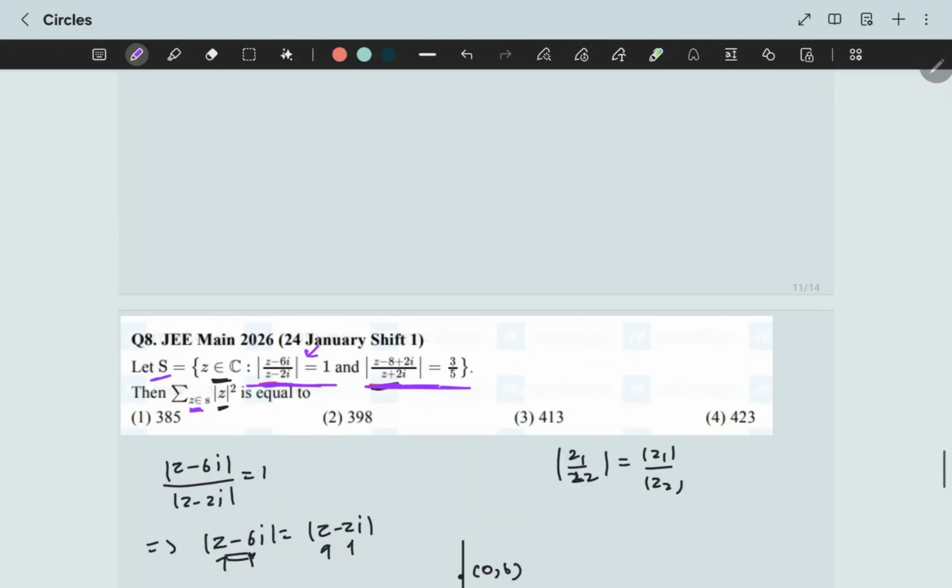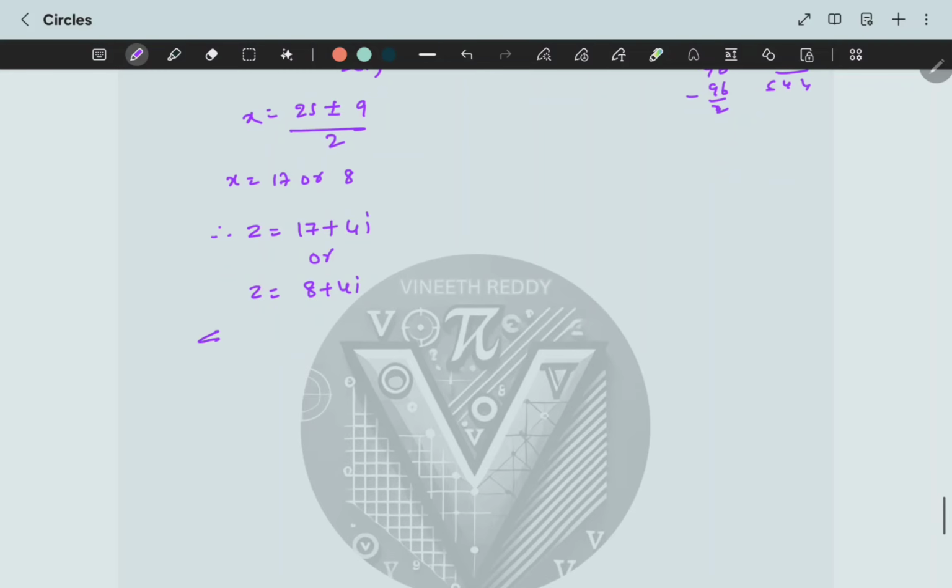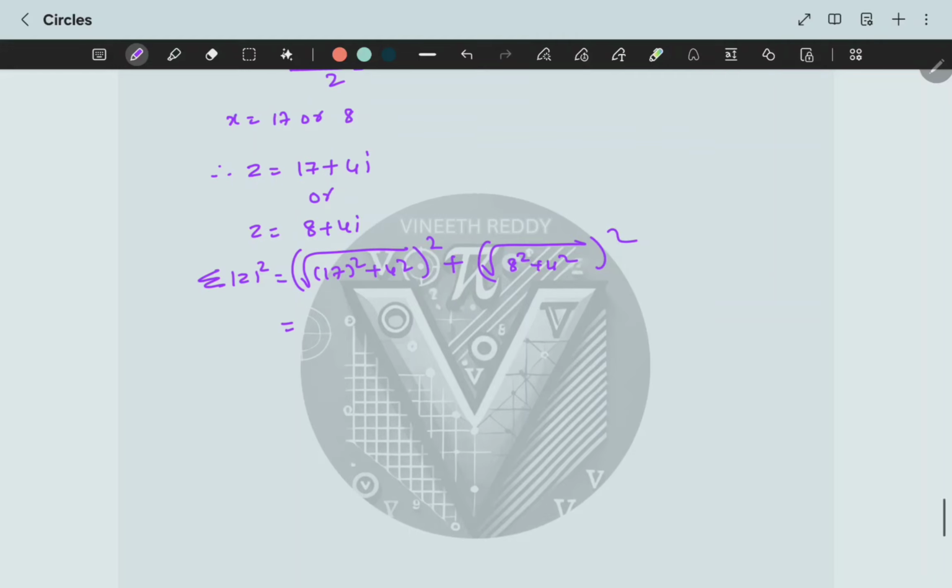So what is he asking? So summation of magnitude of z square. So sigma mod z square will be under root of 17 square plus 4 square whole square plus under root 8 square plus 4 square whole square. So this should be 17 square, which is 289, plus 16, plus this should be 64 plus 16.